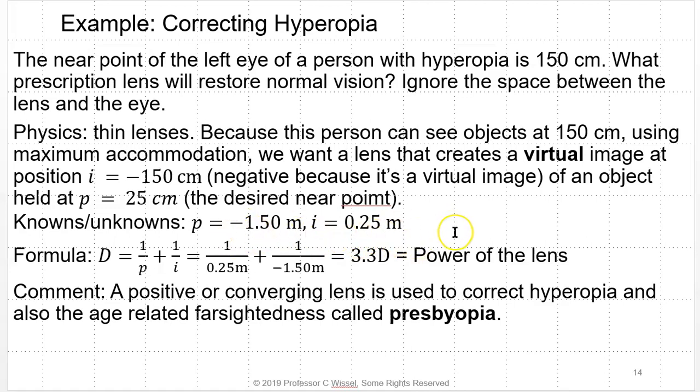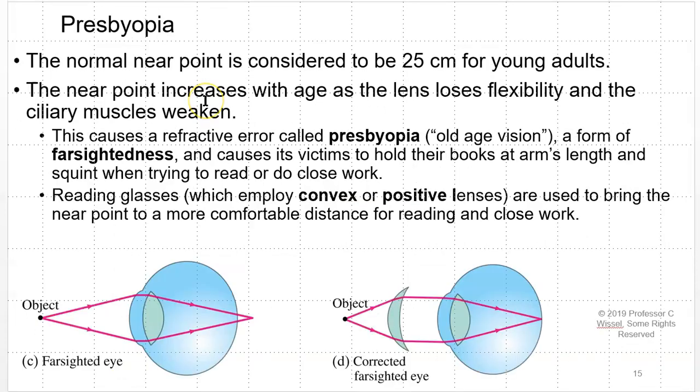Now notice you want to convert these to meters because the diopter is in inverse meters. So the formula is diopter equals 1 over P plus 1 over I, or 1 over 0.25 meters plus 1 over minus 1.50 meters. That is 3.3 diopters, or the power of the lens. So this is a positive or converging lens and is used to correct hyperopia and also the age-related farsightedness called presbyopia.